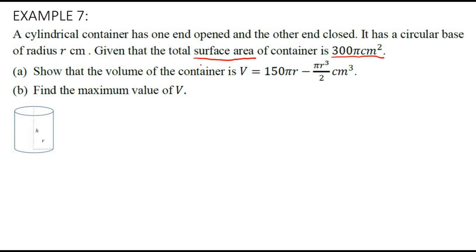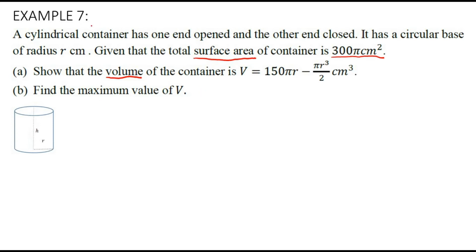So part A, we have to show that the volume of the container is V = 150πr − πr³/2 cm³. And part B, we have to find the maximum value of V, meaning we have to find the maximum volume. So we do part A first.